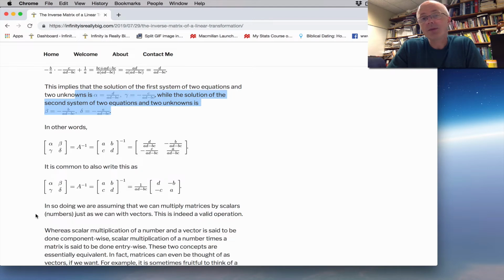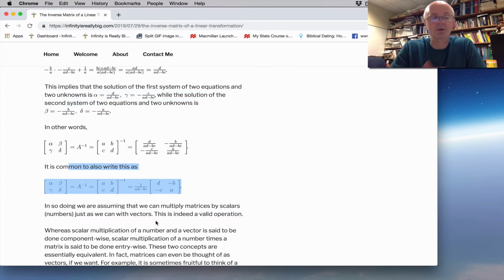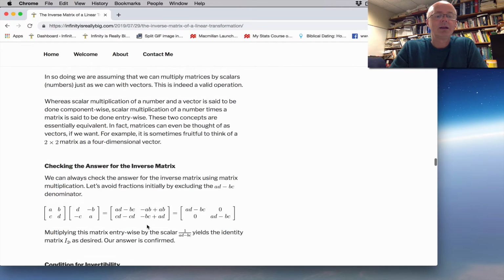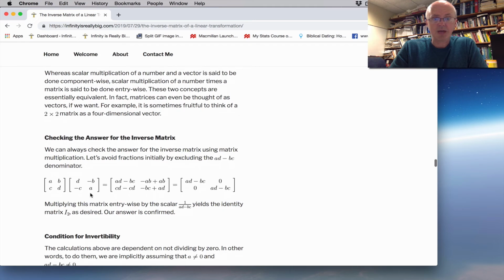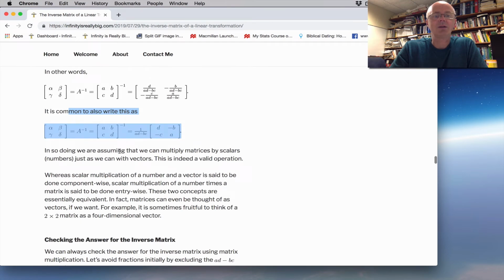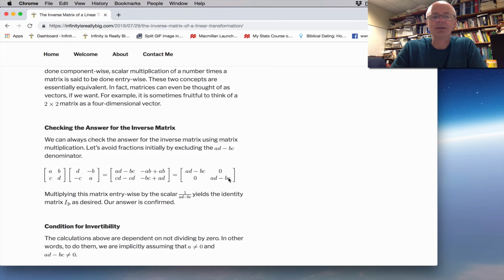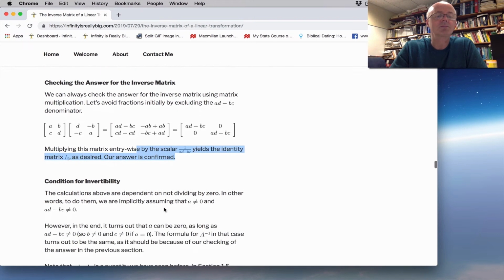And so what that ends up meaning is A is invertible if and only if its determinant is non-zero. And here's the formula for the inverse matrix down there, as long as AD minus BC is non-zero. You should check the answer by multiplication. This scalar that's out in front of the matrix can be ignored at first, and you see that you get this matrix, which looks like the identity matrix, except it's AD minus BC instead of 1s along the diagonal. So we divide by that scalar to get I2 as desired.